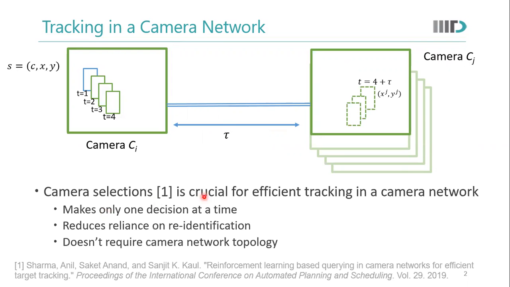So camera selections are shown to be crucial for efficiently tracking targets in a camera network because these make only one decision at a time, and these reduce reliance on re-identification. They also don't require any information from the camera network like its camera network topology.